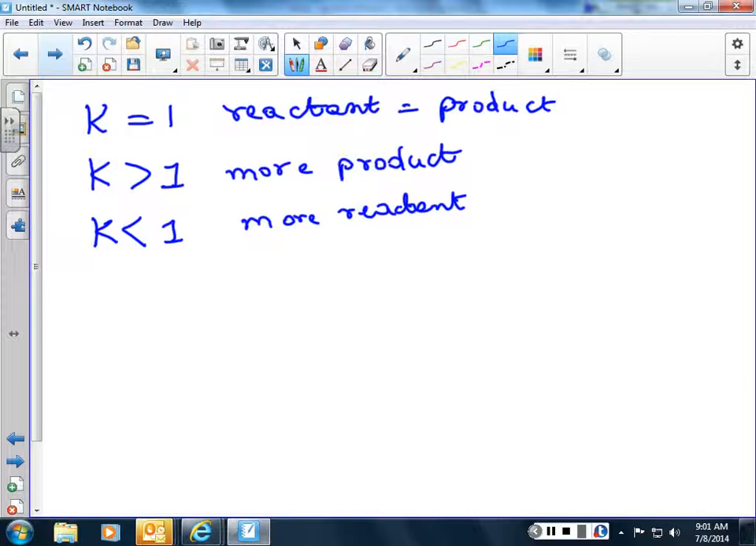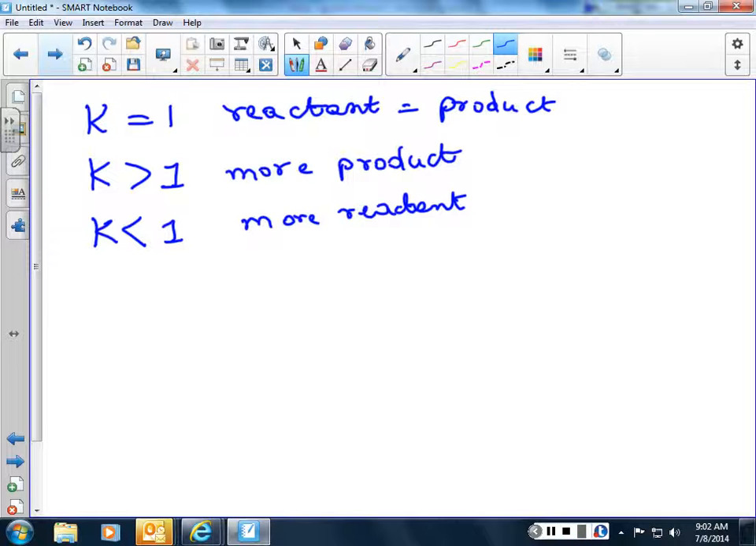Is it clear? We will not ask you to do the math; we will give you the K value. It's like this problem, 7.36 on the next page. Can you do that and tell me which is greater? 7.36 A and B. The first one says more product. Why? Because K is greater than 1.